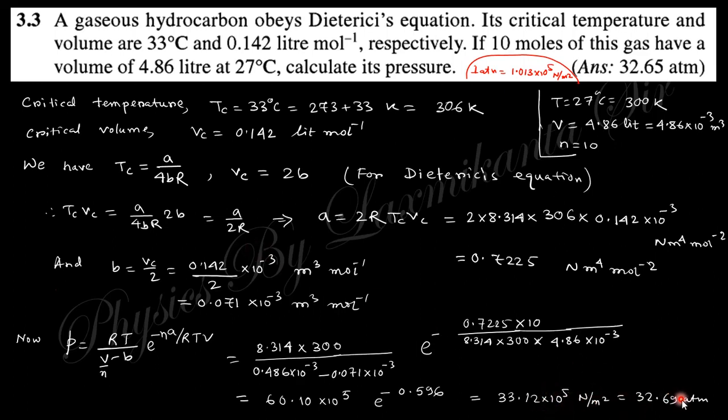This is in SI unit and converted into atmospheric pressure. This is 32.69 atmospheric pressure. Go to the next one.